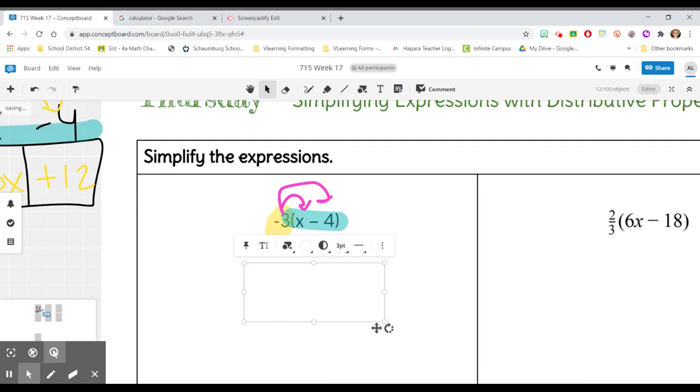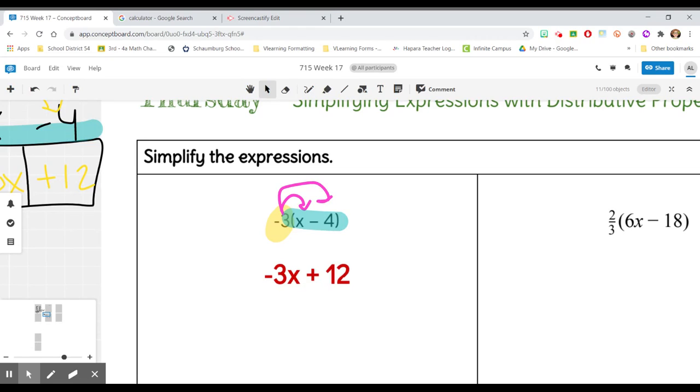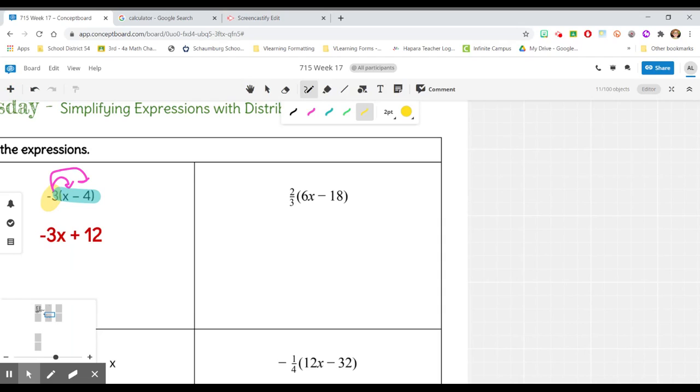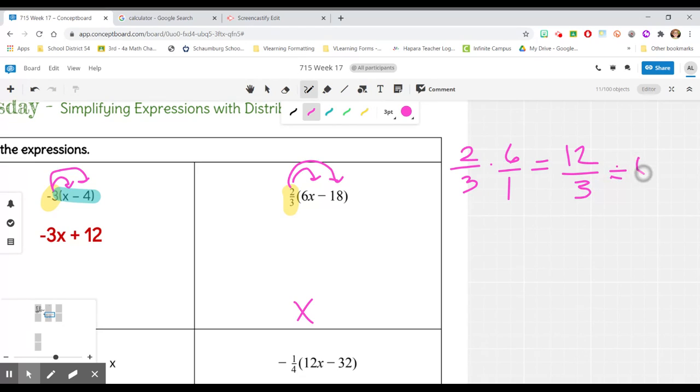However, if you do not want to use that strategy, just know you are multiplying the factor by each term inside the quantity. Let's try this next one now with fractions. My outside term is 2/3, and I'm going to be multiplying that outside term by 6x and -18. Now I know that my term is going to have an x in it, so I'm just going to put that down there for now and just focus on the coefficient of 6. 2 times 6 is 12, and 3 times 1 is 3. So this is going to simplify to a nice easy whole number, 4.